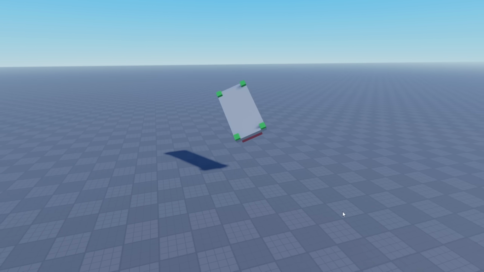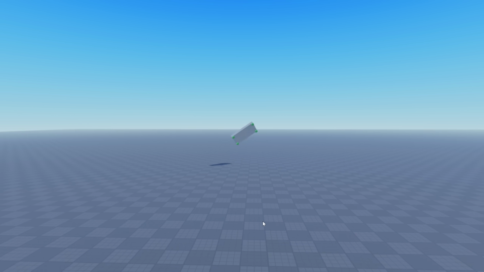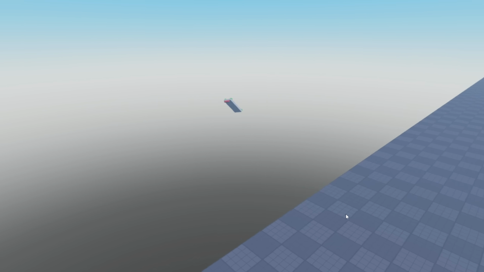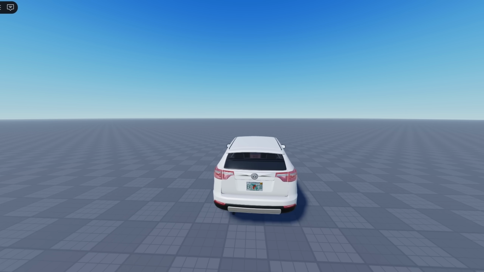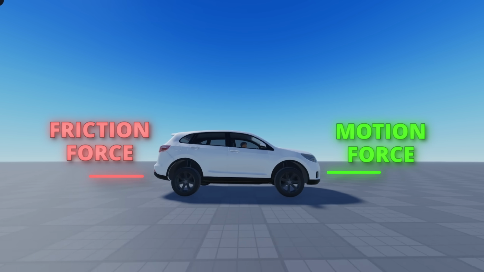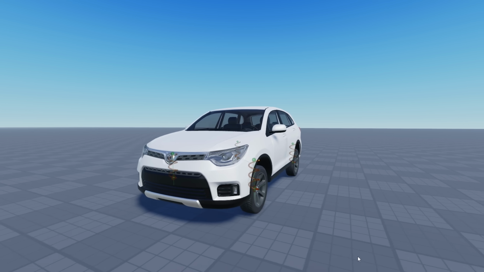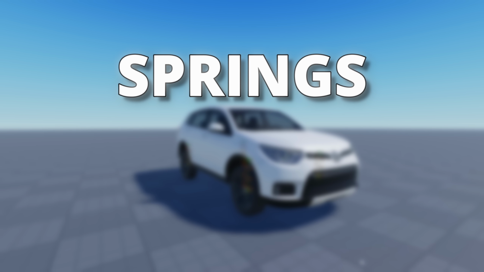Okay, so this has 2 problems. First, the car keeps bouncing. Second, it doesn't stop moving. Both problems exist because we are missing one crucial thing: friction. Now, friction is basically a force that acts in the opposite direction of the motion force and causes objects to eventually stop moving.